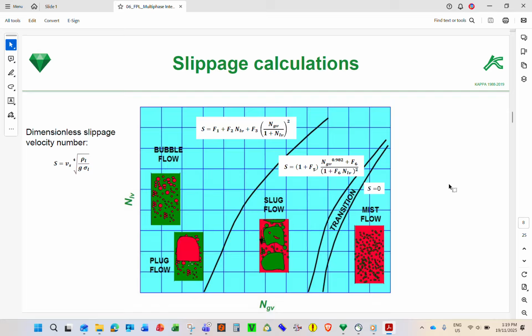So yeah, it's really depending on the slippage calculation. They have different calculation formulas, so the definition might be different between the correlations. And you might see S, and then S is 0. So in the mist flow, we assume there is no slippage. Why? Because the liquid is very small. So the liquid velocity will be the same as the gas velocity. Yeah, so that's the assumption that we have. Mist flow, no slippage.